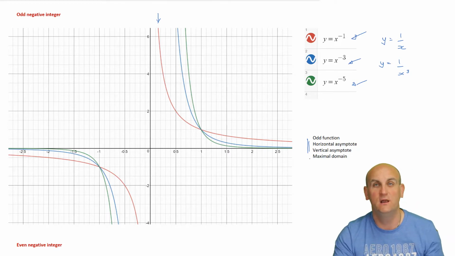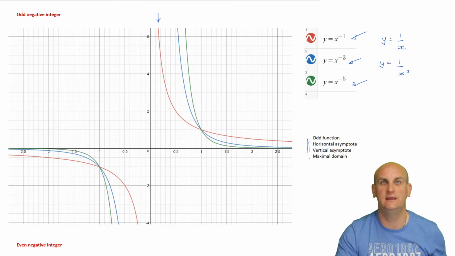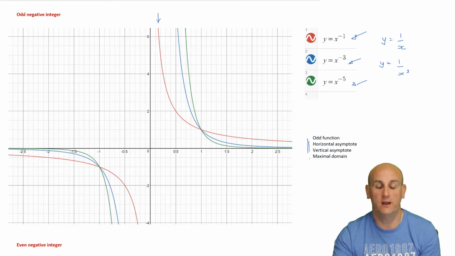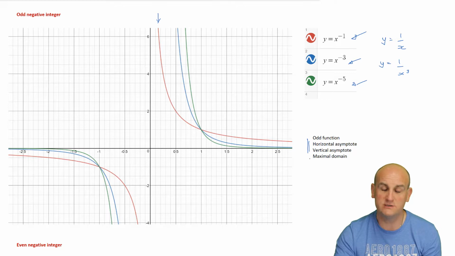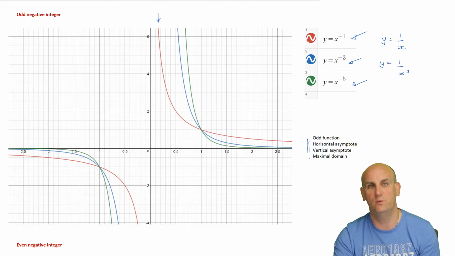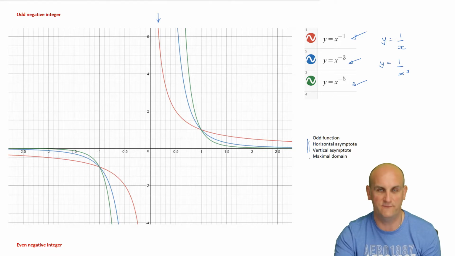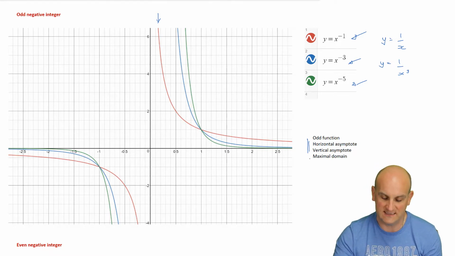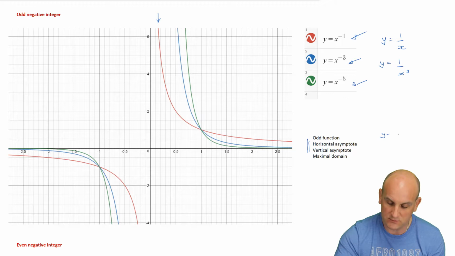And what does an odd function mean? Well, it means it's rotated around the origin 180 degrees, with a horizontal asymptote and a vertical asymptote. Now, there are 2 lines on this graph which none of these functions will ever meet or cross, and that's an asymptote.